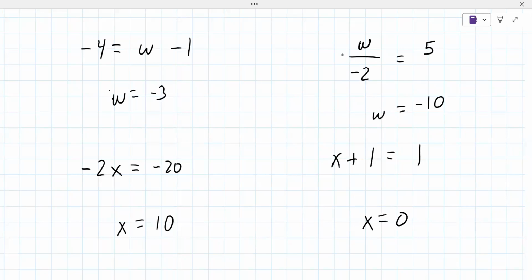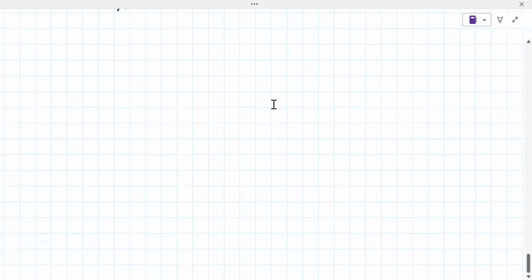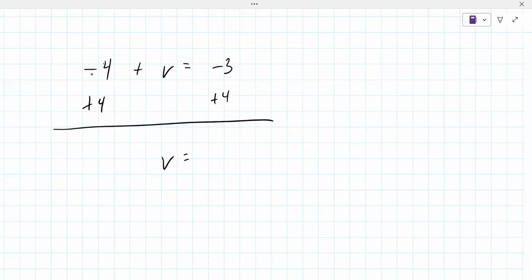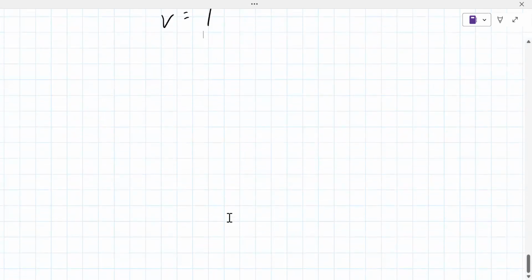Good. So one-step equations, there's a few variations on this that I'll show you now. If I write negative 4 plus v equals negative 3, the one on the left here is really subtraction by 4. Do you agree with that? It's not like this plus goes with the v. So you would add 4 to both sides here. v equals 1. Does that make sense? Yes.